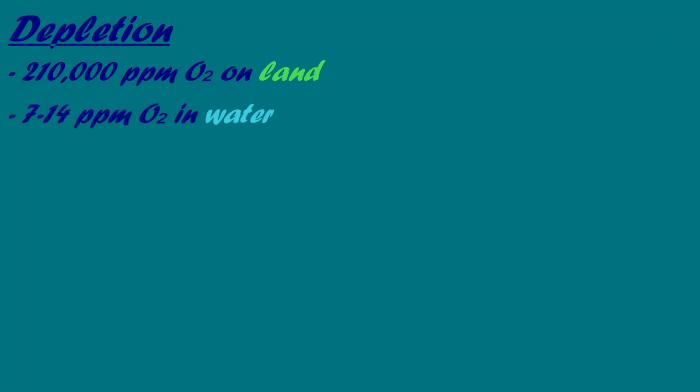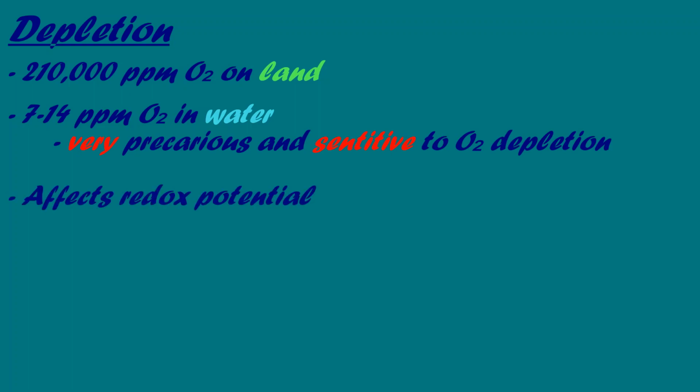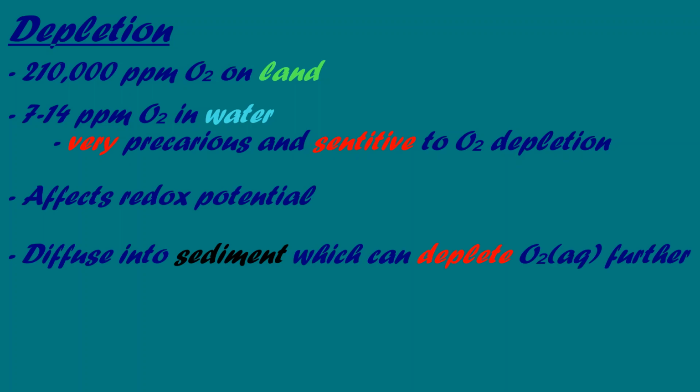In healthy terrestrial systems, O2 makes up around 21% of the air composition, or 210,000 parts per million. In healthy aquatic systems, dissolved oxygen sits at around 7 to 14 parts per million, a very narrow buffer zone which makes the overall health of the underwater systems very precarious and extremely sensitive to O2 depletion. Low O2 also affects redox potential in the water system, and it can also diffuse into the sediments of waterways, which, if they contain a lot of decomposing organic matter, also contribute to low O2.